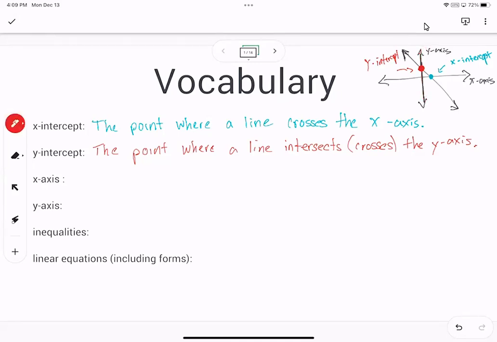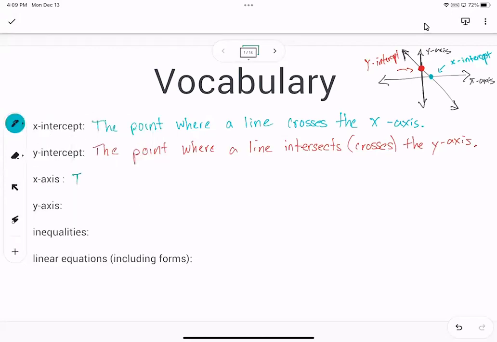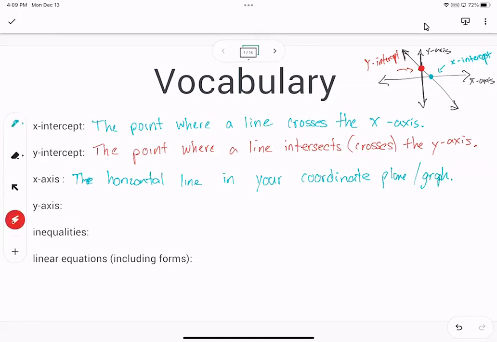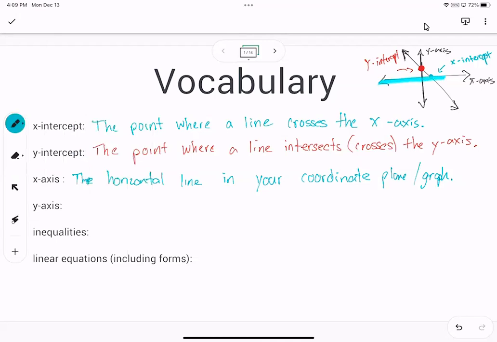Now, speaking of, we just talked about these. We have the x-axis. The x-axis is the horizontal line in your coordinate plane. We also refer to it as a graph. So right here, this here would be our x-axis, the horizontal one. I'll give that a big highlight in blue. This is your x-axis.